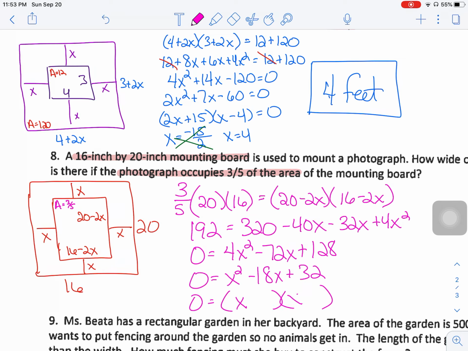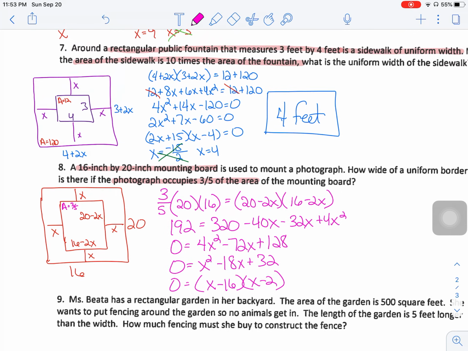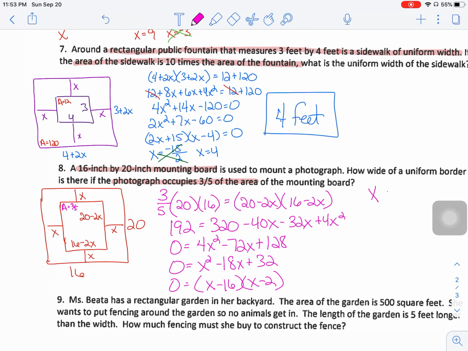All right. What do we have here? Is that 16 times 2? I believe it is. Let me double check. 16 times 2 is 32. That would absolutely work correctly. Okay. So now we have x is equal to positive 16 or x is equal to 2.